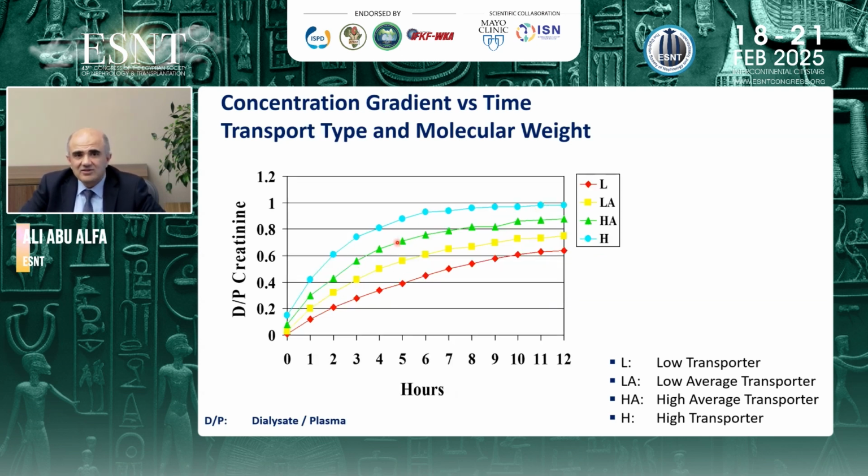So let's extend that timeline for creatinine. For a high transporter, it will equilibrate, let's say at 6 hours, but then there's no more dialysis, right? Because it's saturated. For a low transporter, it goes up slowly and continues to rise, and may not plateau for a while. So that's important when we think about solute removal and the length of the dwell.